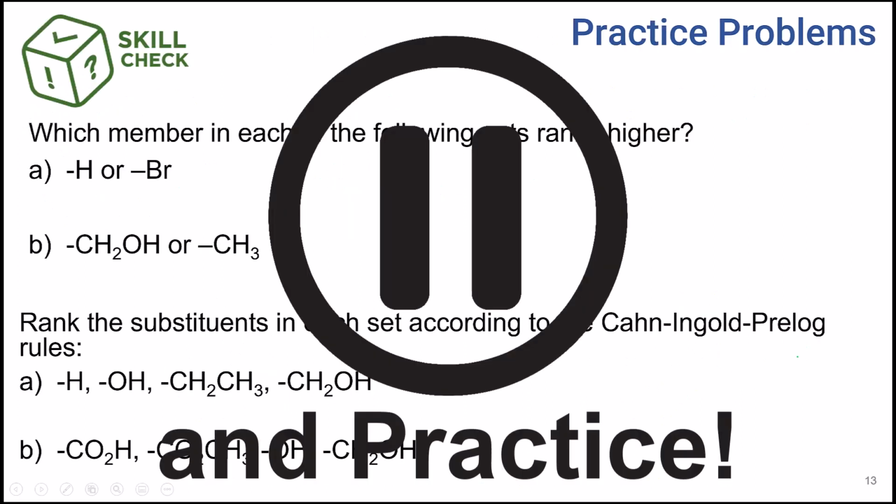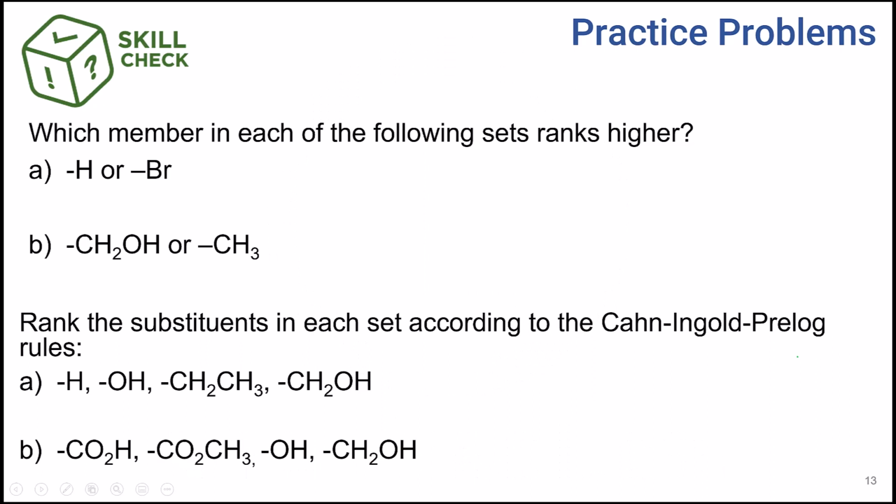So we're going to look at some problems here. Which of these in the following sets ranks higher? We have H versus Br. Br has a higher number on the periodic table, so that would be bromine.